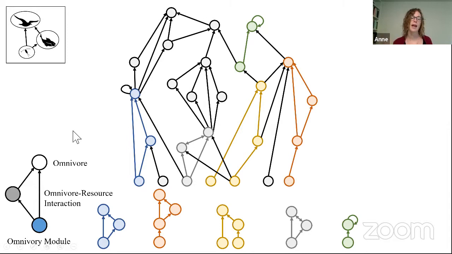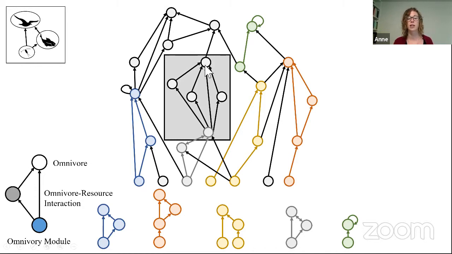When you look at the anatomy of an omnivory module, you see that there are three different things: the overall omnivory module, the omnivore, and the omnivore-resource interaction. Like I was saying, empirical and theoretical studies look at the expression of these different components within food webs, draw conclusions, and compare to studies that are using a different metric. If we count omnivores, we can come up with one number. If we count the omnivore-resource interaction, we come up with a different one. And if we count the omnivory module, we come up with yet another number. So I've highlighted this here.